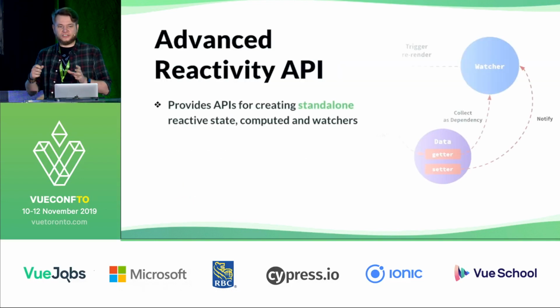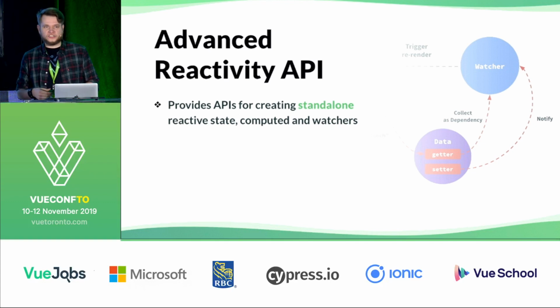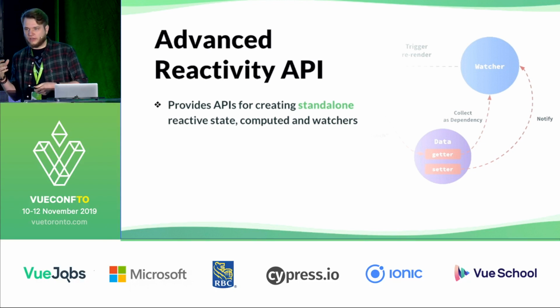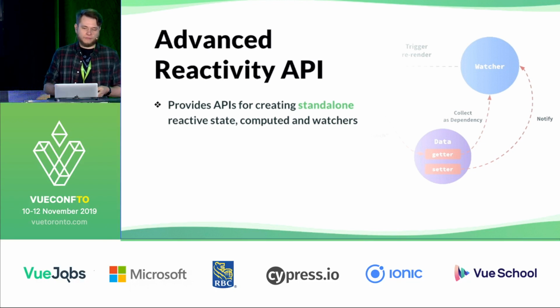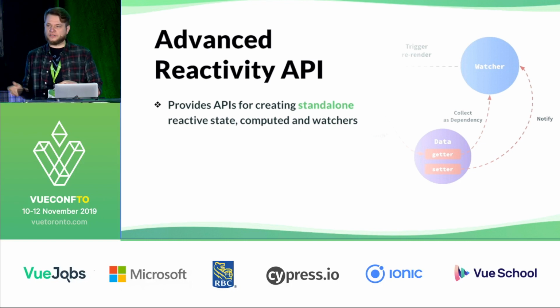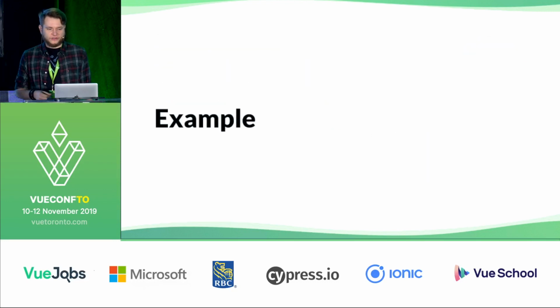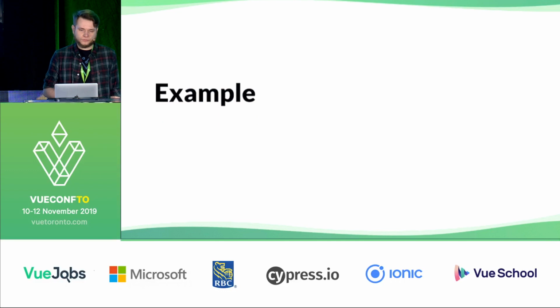So what the Advanced Reactivity API really is, is a way to create standalone reactive state, computed and watchers, which until now was something that required you to have a more in-depth knowledge of Vue internals. But right now, this is just a given to you, and you can just use it without really thinking about it, very easily.